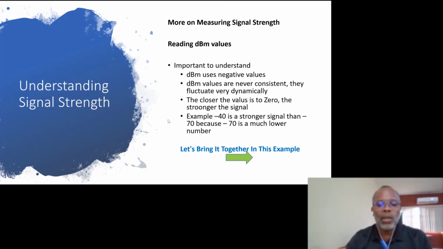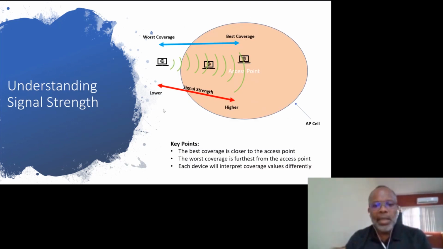So let's bring all of this together. This diagram here, we're using the same AP cell from before. We just removed some of the actual wireless devices. We're actually showing the signal strength as you go out of the AP cell. Remember we spoke about as you go further and further away from the AP cell. No, we didn't speak about it.